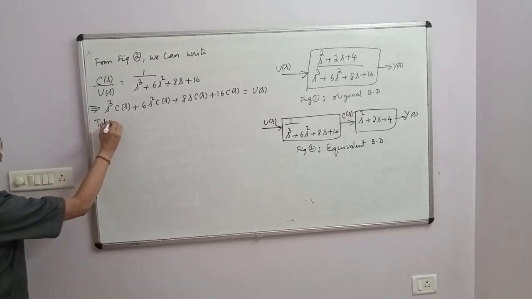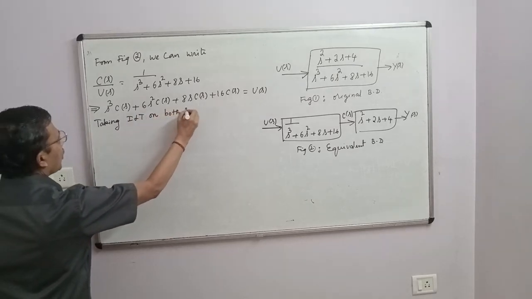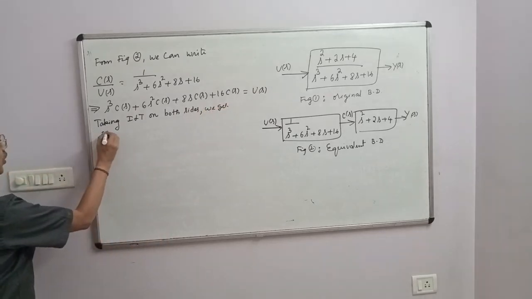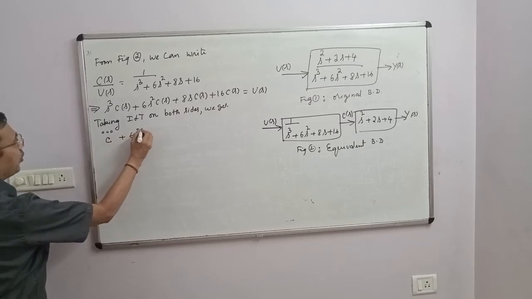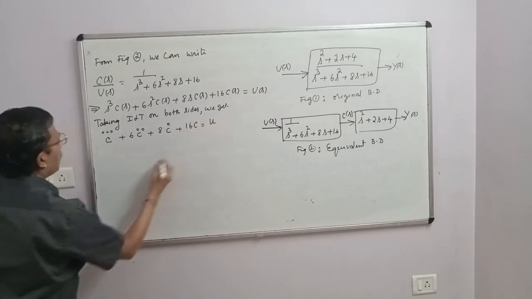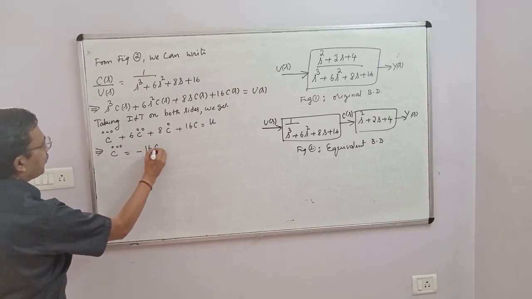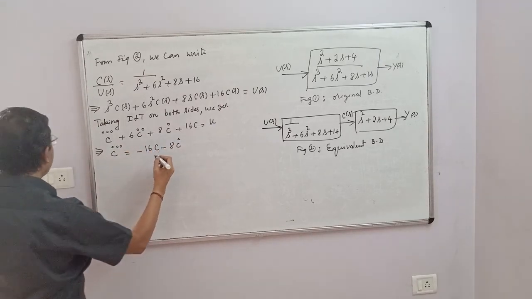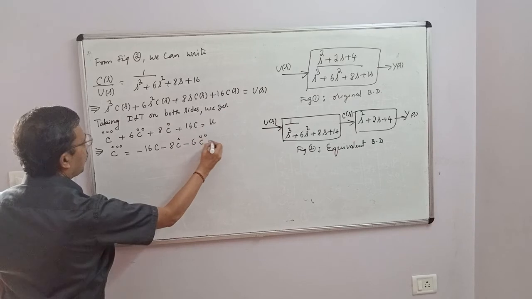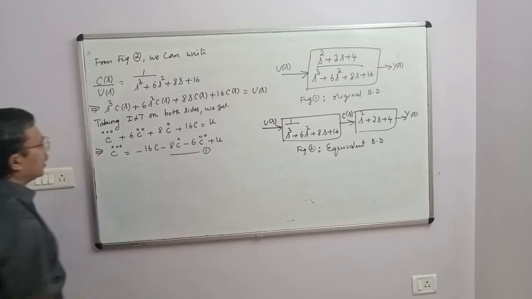Taking inverse Laplace transforms on both sides, we get C triple dot plus 6C double dot plus 8C dot plus 16C is equal to u. Rearrange this. If you rearrange this, you get C triple dot is equal to minus 16C minus 8C dot minus 6C double dot plus u. This I will call equation 1.